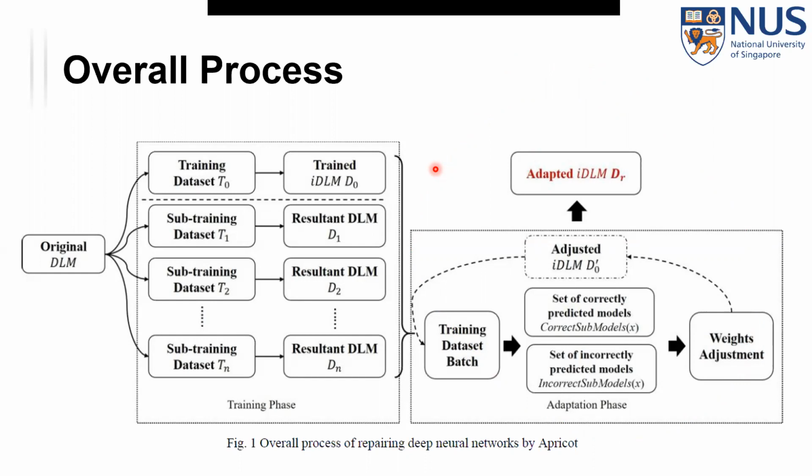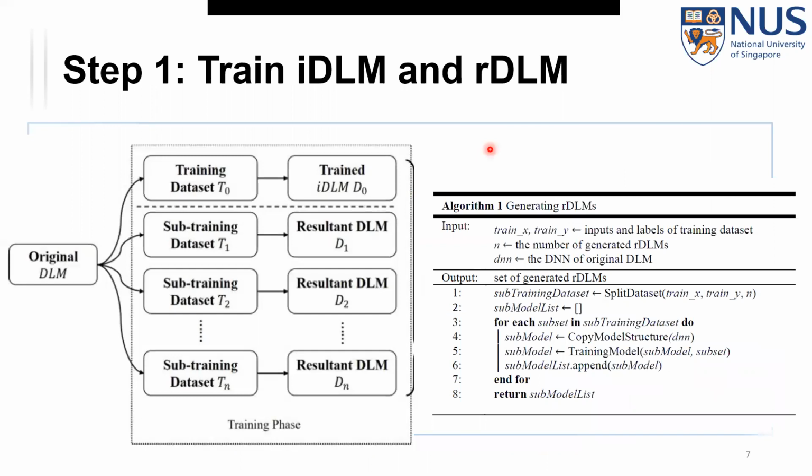Okay, so next. The first one is quite simple. I think the graph itself should explain it quite well. It will split the data set into sub-train data sets, and for each subset, it will copy the structure and do the training. So I will skip this.